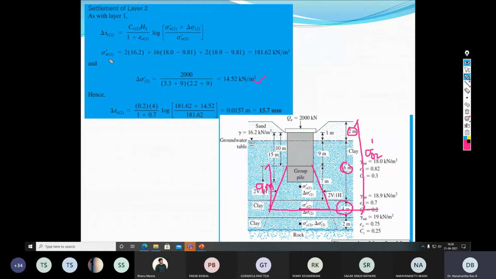Once sigma naught and delta sigma have been calculated for layer number 2, substitute in the above equation. Here Cc2 is given as 0.2 and e naught is given as 0.7, and sigma naught is calculated as 181.62, and delta sigma is calculated as 14.5. So the consolidation settlement at the middle of layer number 2 is 15.7 millimeter.